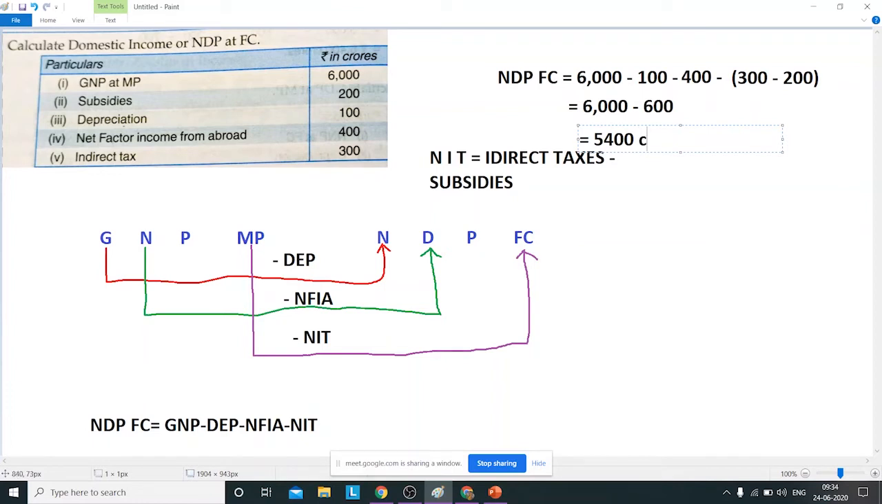So rupees in crores is given here. In question it is given as rupees in crores. So we will add CR. 5400 crores is the NDPFC. Is it clear? If you have doubt, we will discuss or we will move on to second question. Can we move to second question? Have you copied this? I'll give you 3 minutes time. Copy this. Samyukt, is that clear?